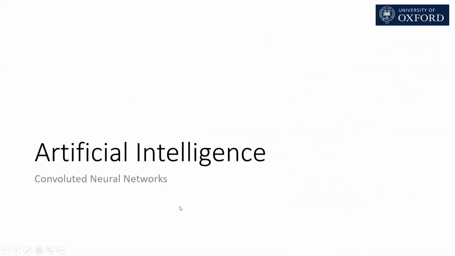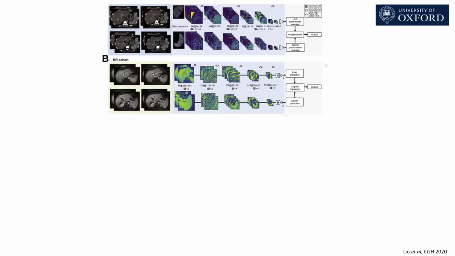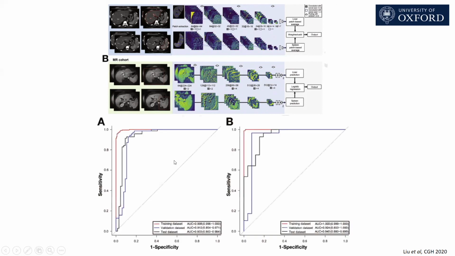And even more recently, the same group have looked at convolutional neural networks. Again, this is a way of applying artificial intelligence to images. This is a less supervised approach to radiomics. And here it can be applied to CT images or MRI images. And again, training, validation, and test cohorts show very high diagnostic accuracy using these advanced techniques.